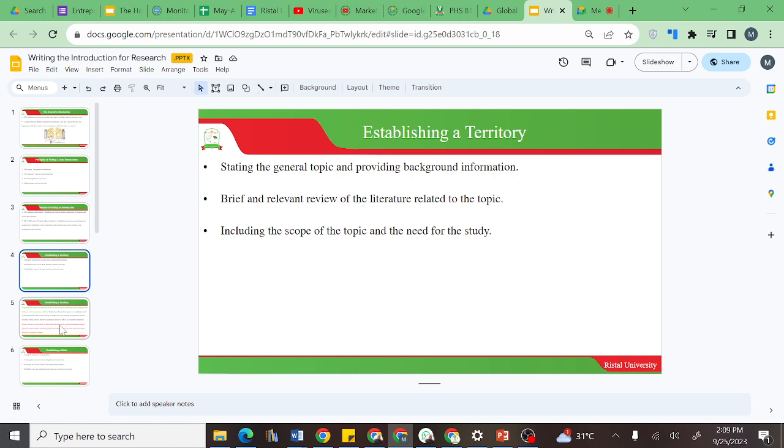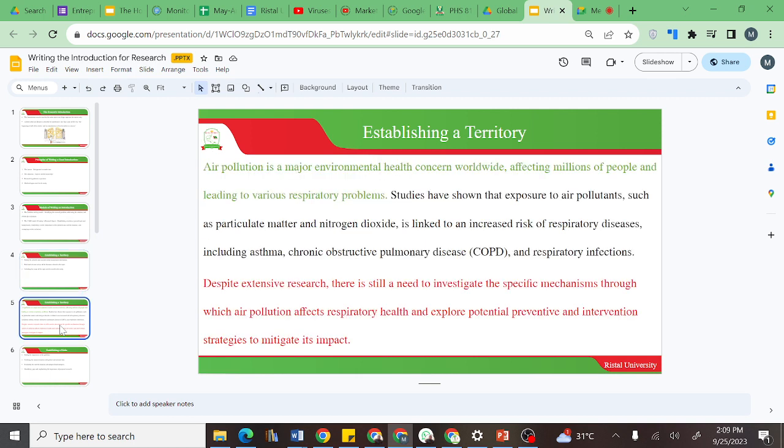That's what establishing the territory is. And that is basically your first paragraph. So this is also a paragraph on establishing a territory. It's about air pollution and how it results in an increased risk for respiratory conditions such as asthma, chronic obstructive pulmonary disease, and respiratory infections.